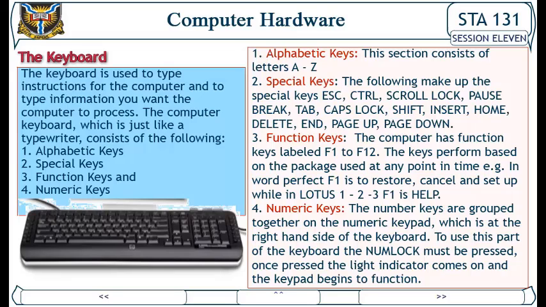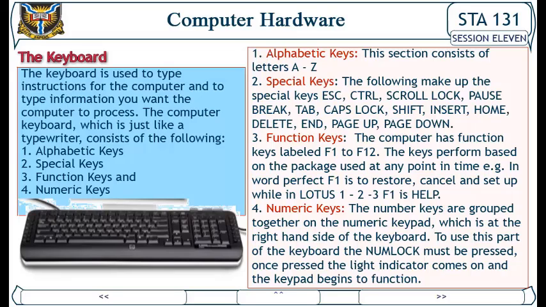The keyboard. The keyboard is used to type instructions for the computer and to type information you want the computer to process. The computer keyboard, which is just like a typewriter, consists of the following: 1. Alphabetic keys, 2. Special keys, 3. Function keys, and 4. Numeric keys. 1. Alphabetic keys. This section consists of letters A to Z. 2. Special keys. The following make up the special keys: ESC, CTRL, scroll lock, pause break, tab, caps lock, shift, insert, home, delete, end, page up, page down.